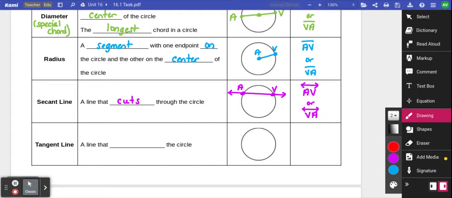The last feature of a circle that you're going to need to identify is what's called a tangent line. This is going to be a line that brushes against the circle.